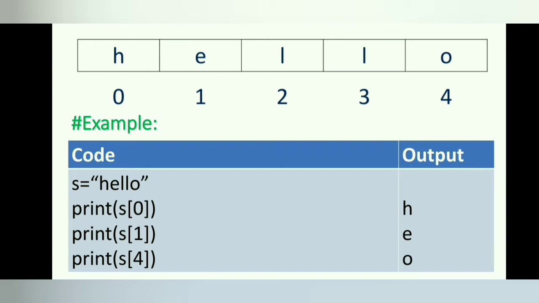So, output will be H, E and O. Hence, we can access a specific character in the string by specifying its index within square brackets with the string name.